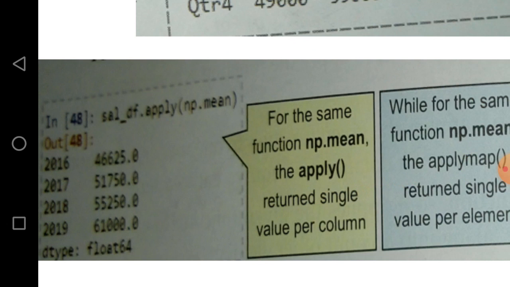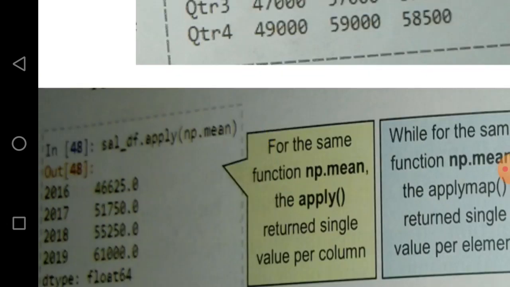After applymap, a function name, mean, is passed within the applymap function. So the mean of all values for 2016, 2017, 2018 and 2019 will be calculated after the execution of that statement.